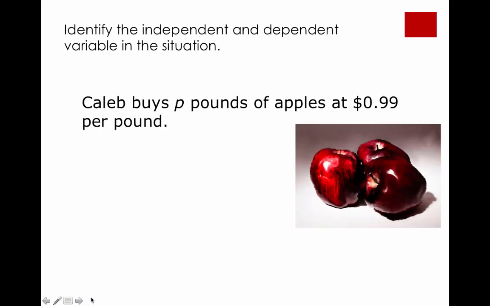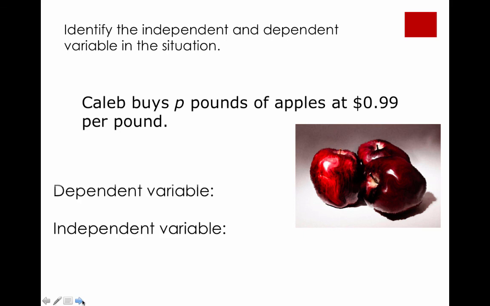Let's try that again. Caleb is buying pounds of apples at 99 cents per pound. Well, let's write our sentence. What is dependent on what? Well, the cost is going to be dependent on how many pounds I buy. So what is my dependent and independent variable? Go ahead and figure these out.